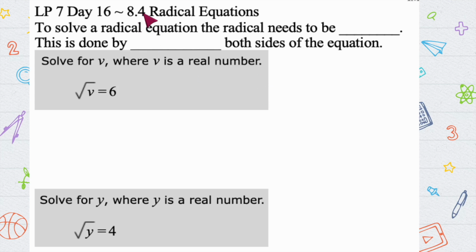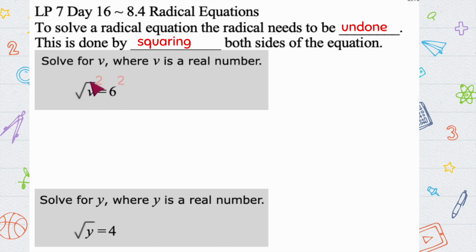Right, in section 4 here, we're going to be doing radical equations, meaning that we have an equal sign. So in the last couple videos, they were radical expressions, just meaning there is no equal sign. To solve a radical equation, the radical needs to be undone, meaning we need to figure out how we got to this square root. This is done by squaring both sides of the equation.